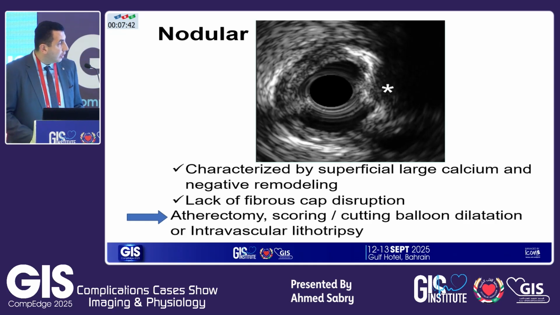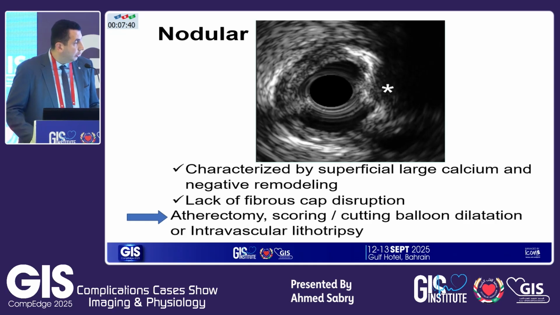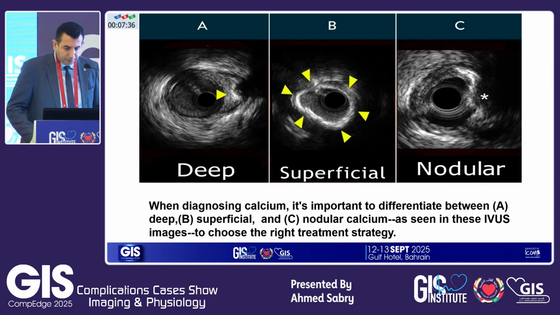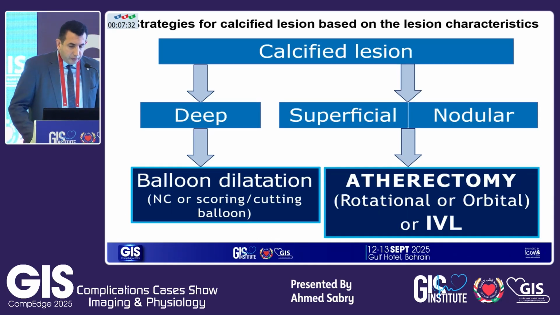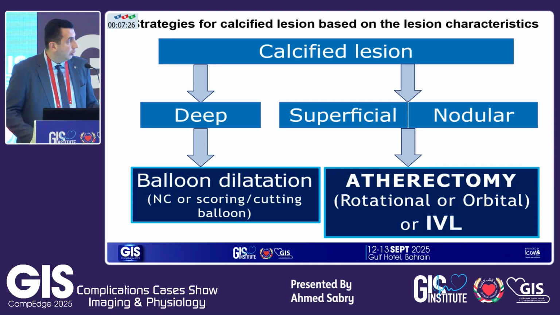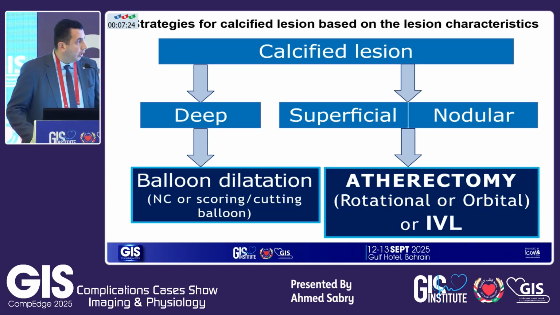For the nodular calcium, this is the most important, characterized by superficial large calcium and negative remodeling, with lack of fibrous cap disruption. Here we need to use atherectomy, scoring, cutting, or IVL. So if we have a calcified lesion that is deep, we will deal with it with balloon dilatation, or if it is superficial or nodular, we deal with atherectomy, either rotational or orbital, or IVL.